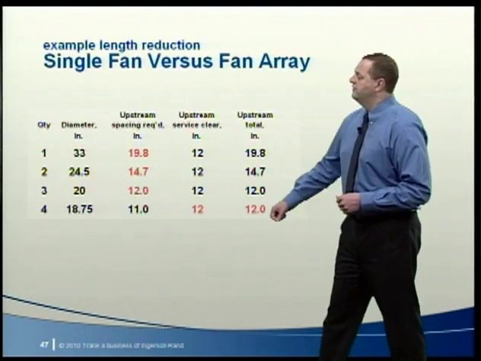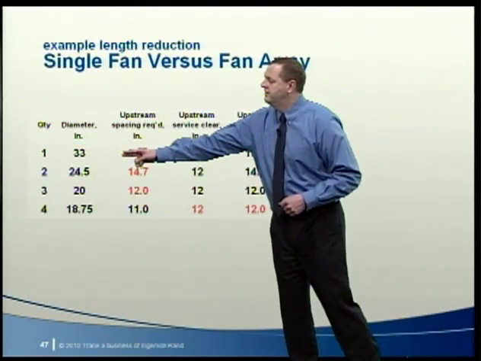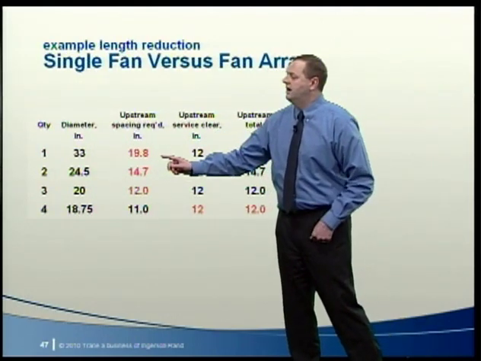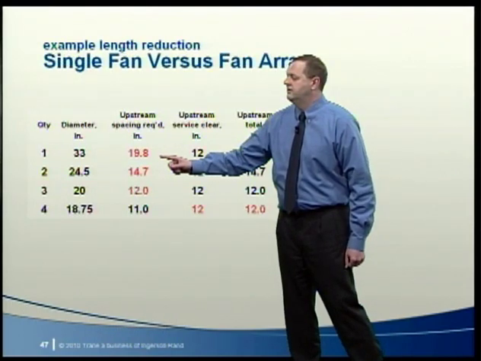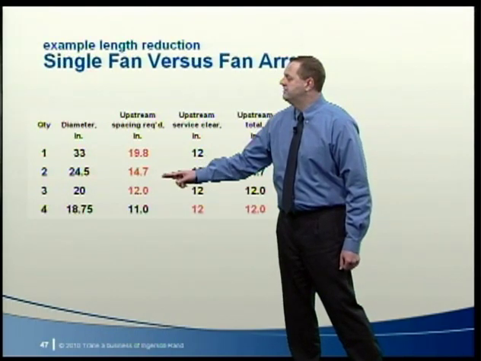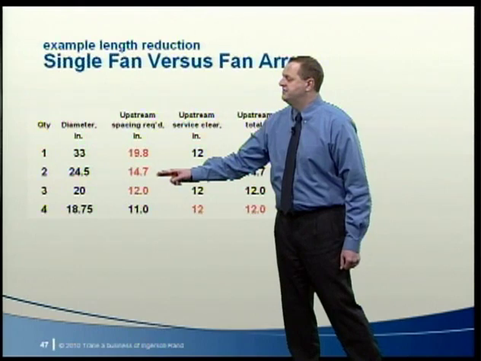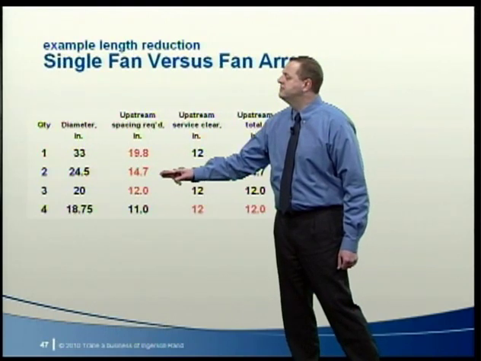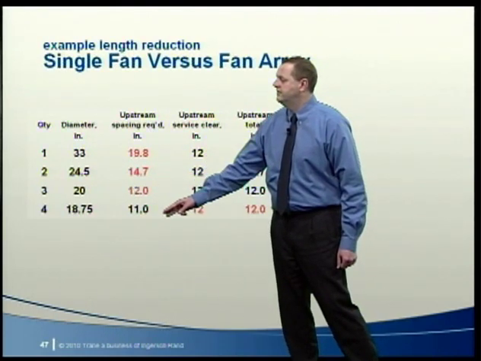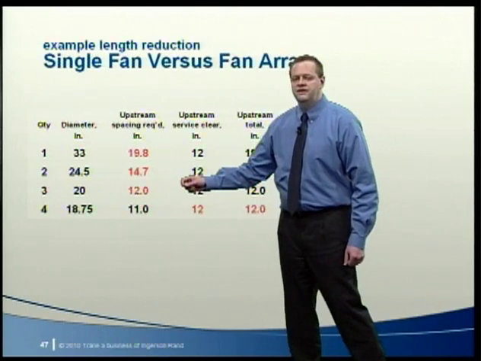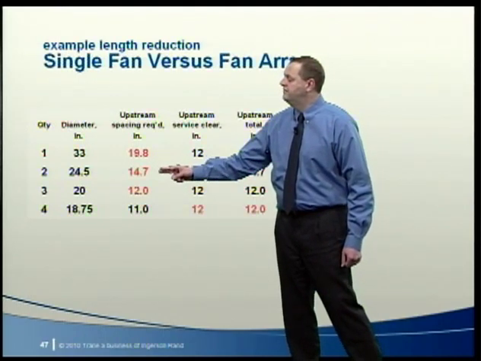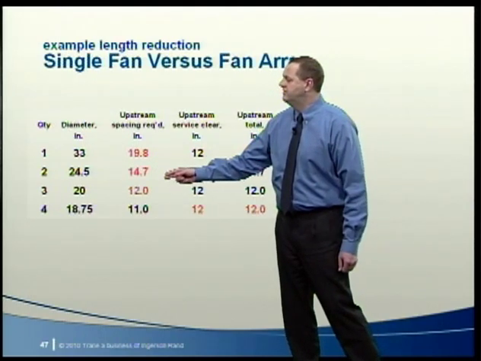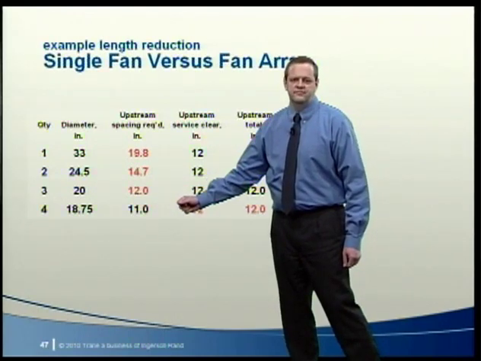When a single 33-inch diameter fan wheel is used, the minimum spacing required upstream is about 20 inches. If two smaller fan wheels are used in an array, the upstream spacing is reduced to about 15 inches. As the number of fan wheels continues to increase, this upstream spacing required continues to decrease. But you can see that the incremental benefit is greatest going from 1 to 2 fans, and not as much as the number of fans continues to increase.